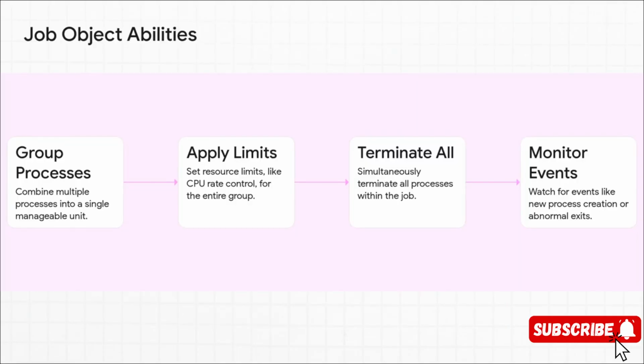So the crucial point here, the big takeaway, is control. You can literally say, hey, no process in this job can use more than 20% of the CPU combined. Or, with just one command, you terminate the job, and poof, every single process inside it is gone. Shut down, instantly, cleanly. It's an incredibly efficient way to handle these complex apps.